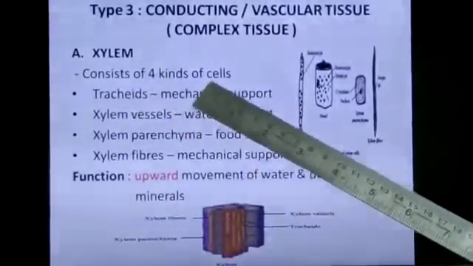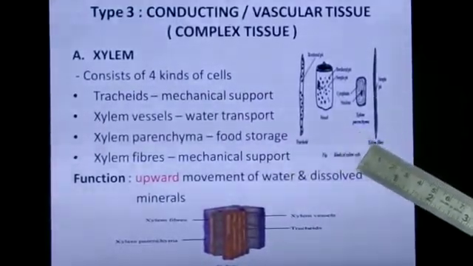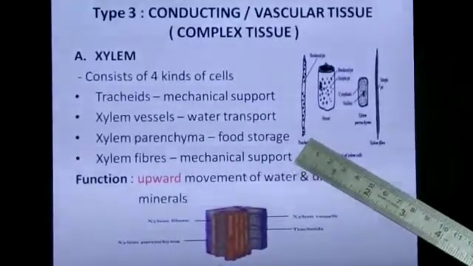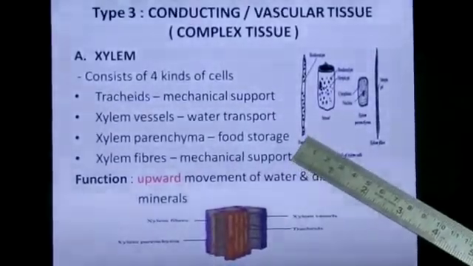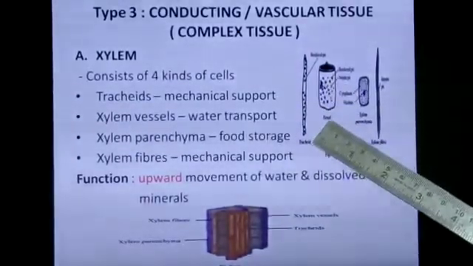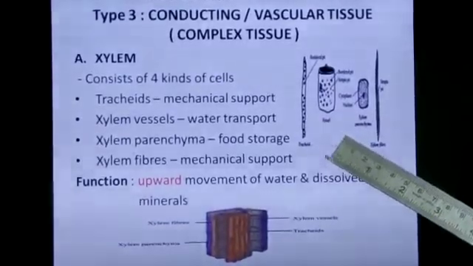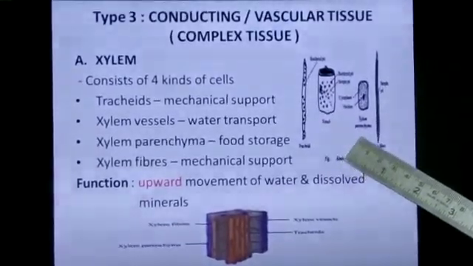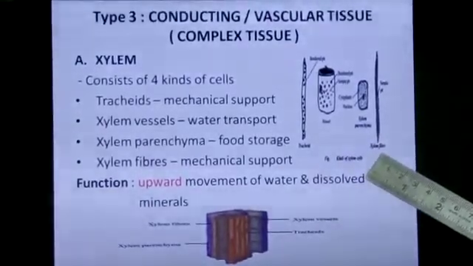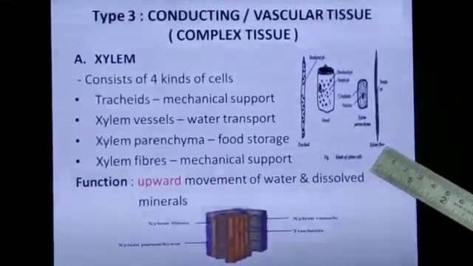Xylem consists of four kinds of cells: tracheids, xylem vessels, xylem parenchyma, and xylem fibers. Tracheids are elongated cells. They give mechanical support to the plant parts. Xylem vessels are tube-like, like hollow tubes with open ends. Therefore, they help in water transport. Xylem parenchyma are living cells and they store food. Xylem fibers are also tough, made up of sclerenchymatous cells, and they also give mechanical support to the plant parts.